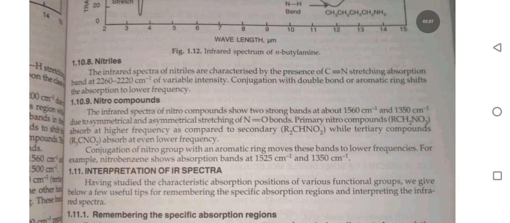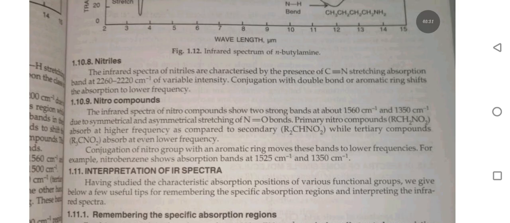Nitriles. The infrared spectra of nitriles are characterized by the presence of a carbon triple bond nitrogen stretching absorption band at 2260 to 2220 cm⁻¹ of variable intensity. Conjugation with a double bond or aromatic ring shifts the absorption to lower frequency.